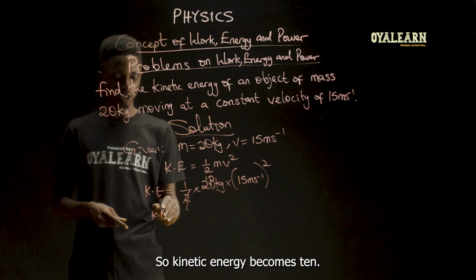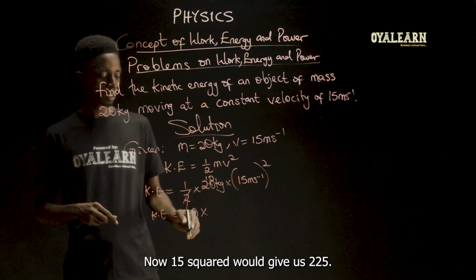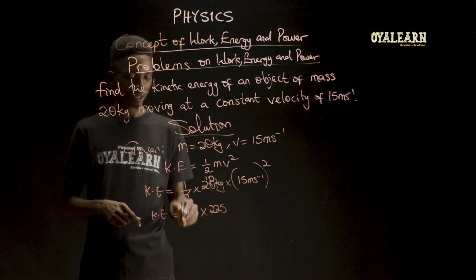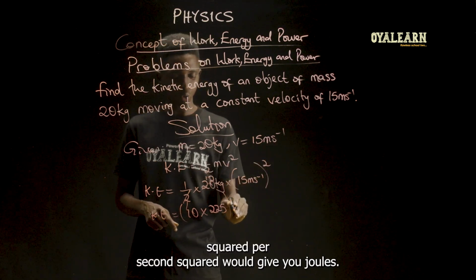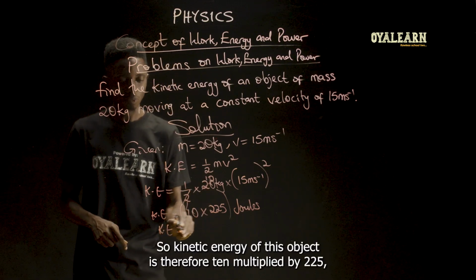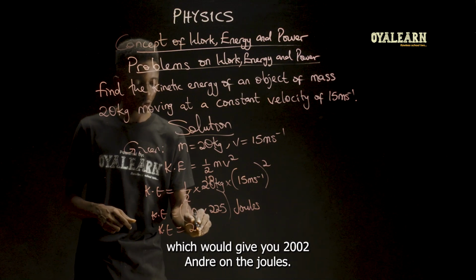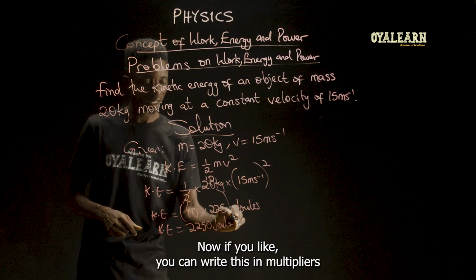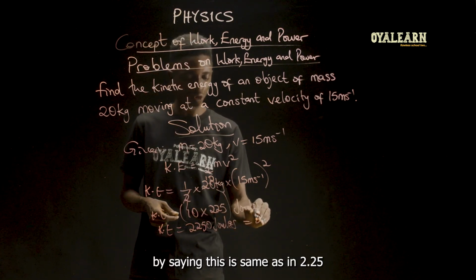So kinetic energy becomes 10 multiplied by, now 15 squared would give us 225. Now all of this, kilogram meter squared per second squared, would give you joules, right? So the kinetic energy of this object is therefore 10 multiplied by 225, which will give you 2250 joules.